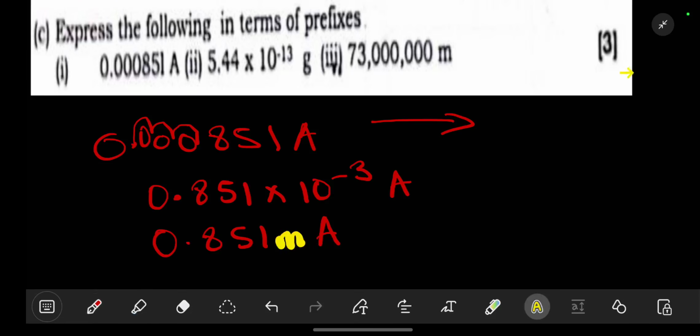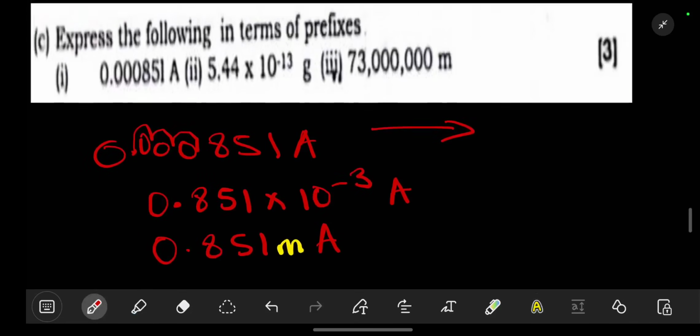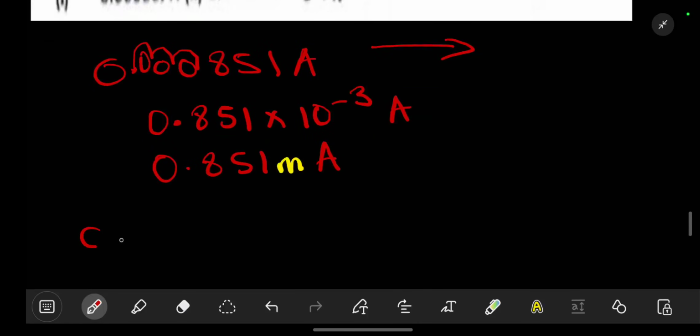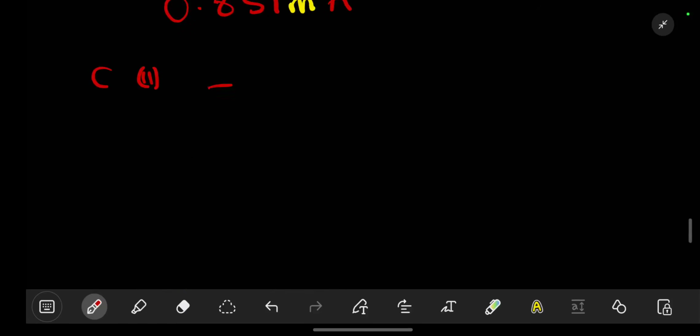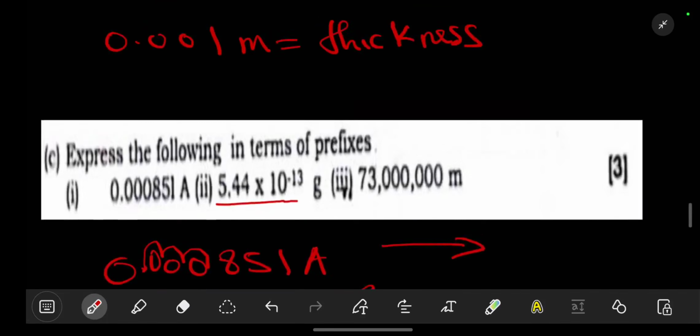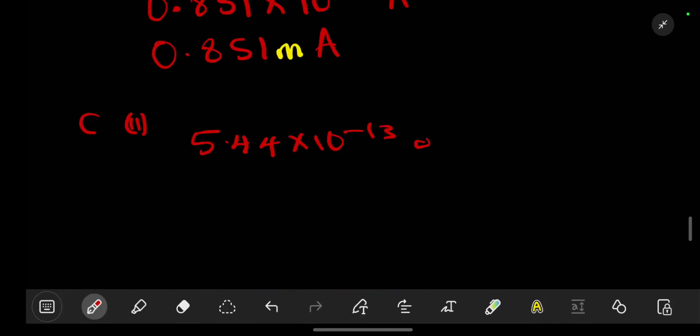Let's move on to our next question. If you look at your C2, C2 says that we have 5.44 times 10 to the power negative 13 grams. So we are going to have grams like that.